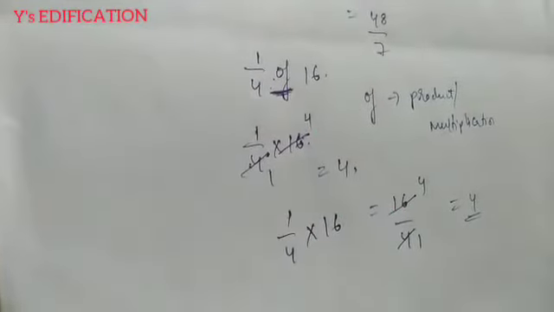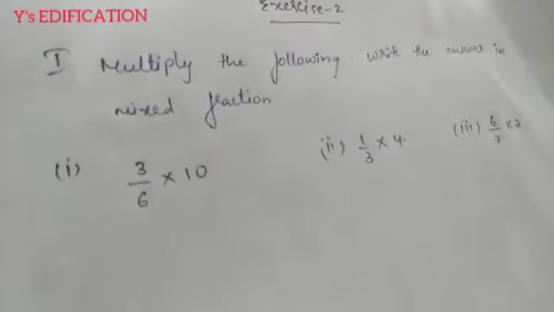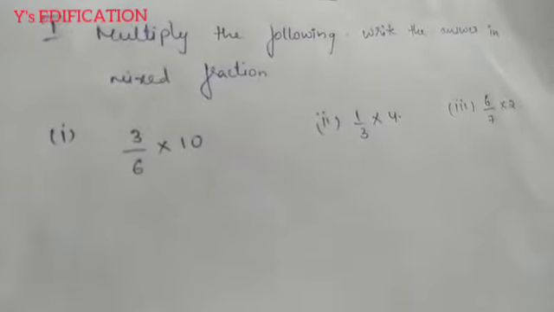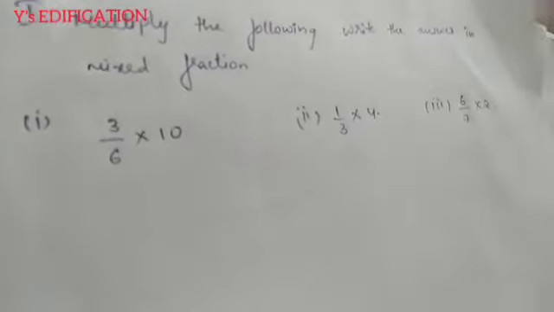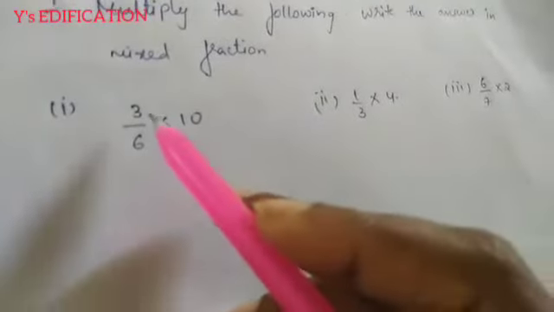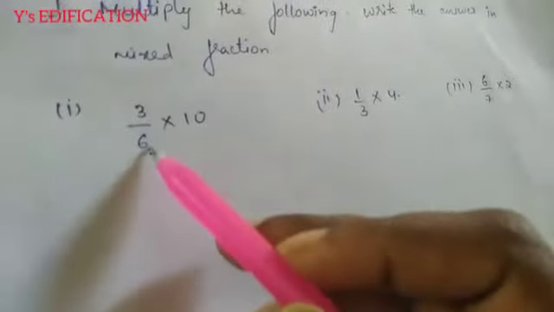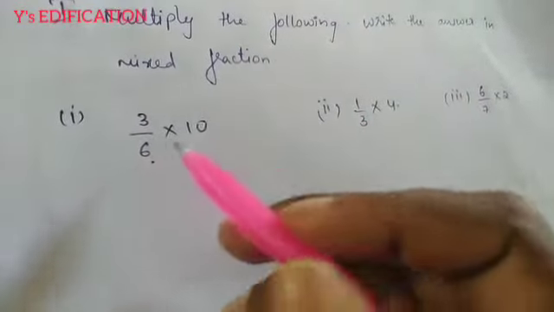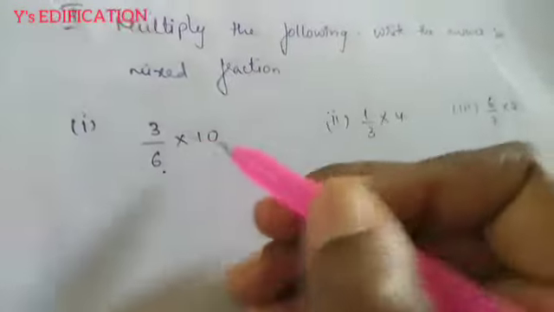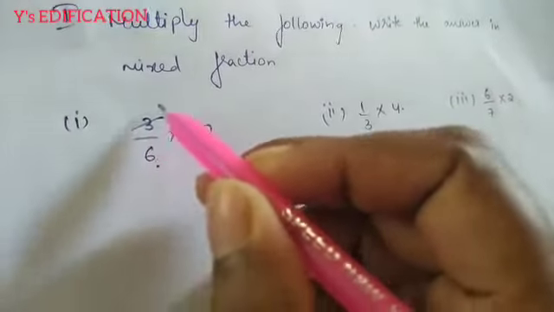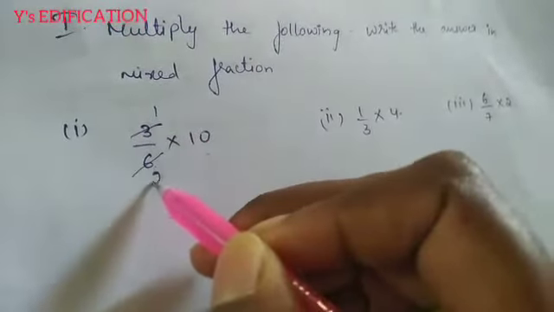Okay, coming to the exercise problems. Multiply the following. Write the answer in mixed fraction. So we have to multiply these two numbers and write it as a mixed fraction. This is a fraction and this is a whole number. So 1 by 3 by 6 into 10. First we can cancel 3 and 6 here. 3 into 1, 3 into 2.